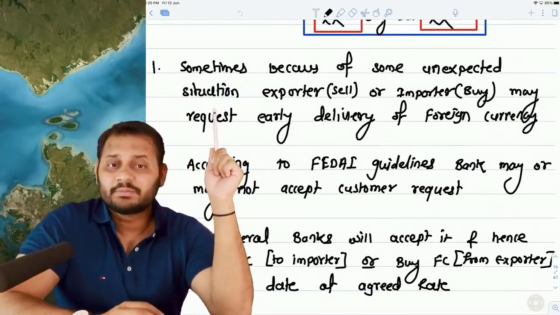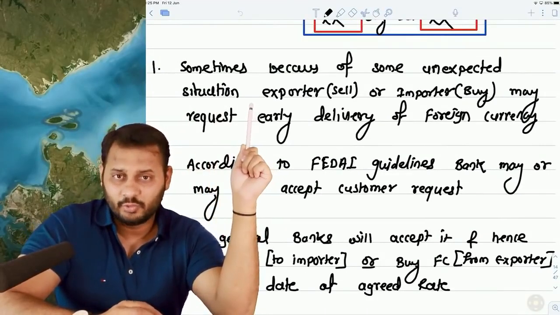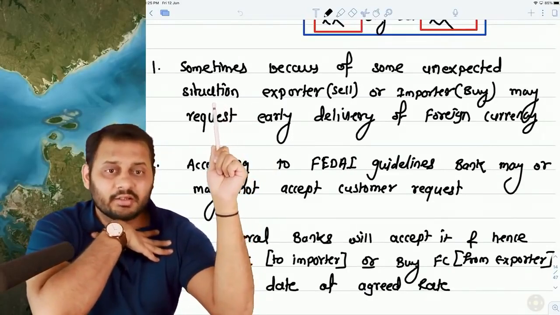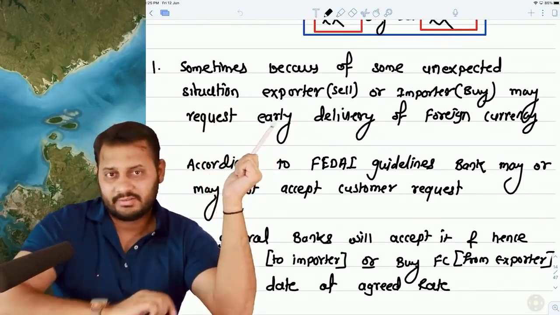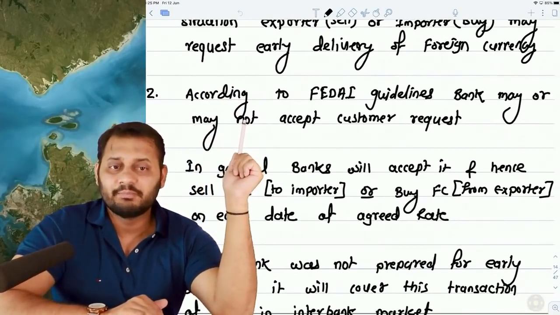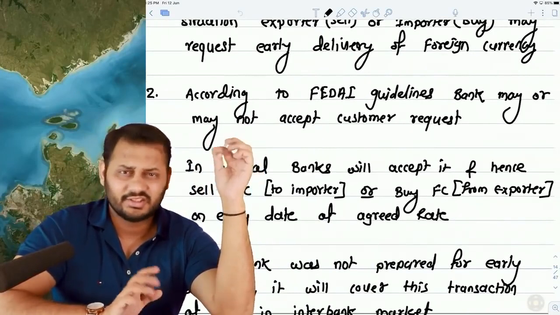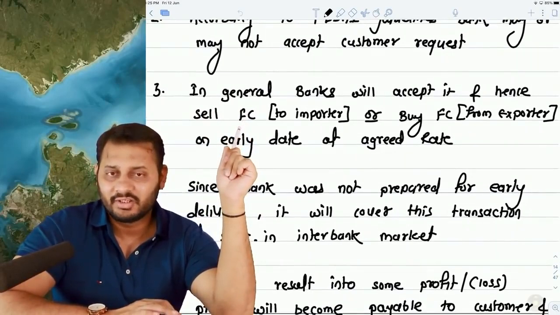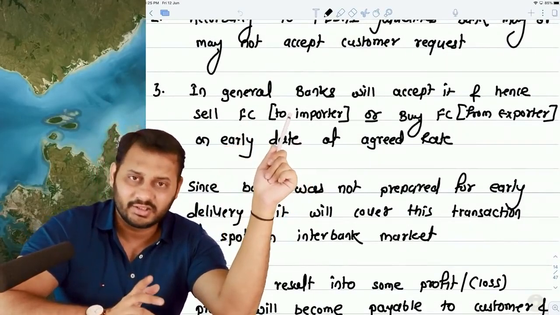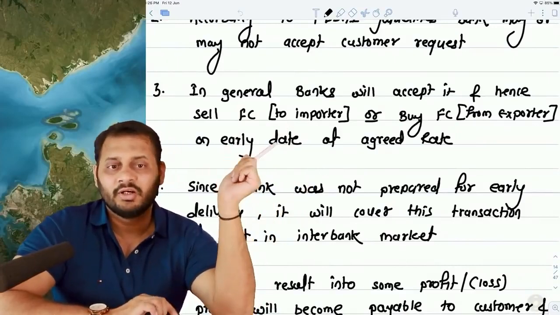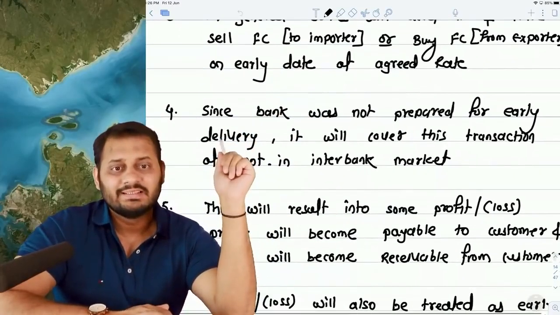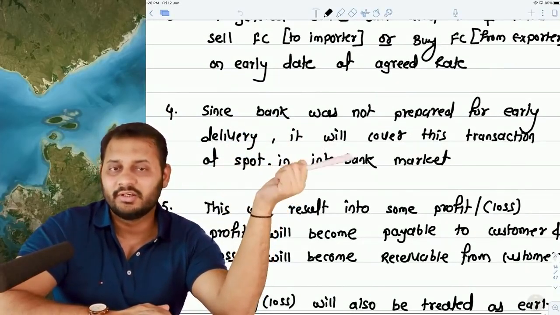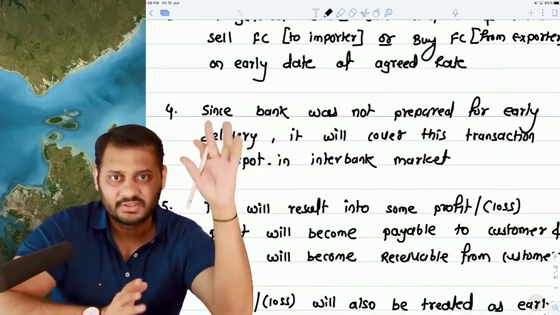Sometimes because of some unexpected situation, the exporter who is going to sell the currency to the bank, or the importer who is going to buy the currency from the bank, may request early delivery of foreign currency. According to FEDAI guidelines, the bank may or may not accept the customer request. In general case, they will. In general, the bank will accept it and hence sell foreign currency to the importer or buy foreign currency from the exporter on an early date at an agreed rate. Since the bank was not prepared for early delivery, it will cover this transaction at spot in the interbank market. At an early date, they will sell or buy.